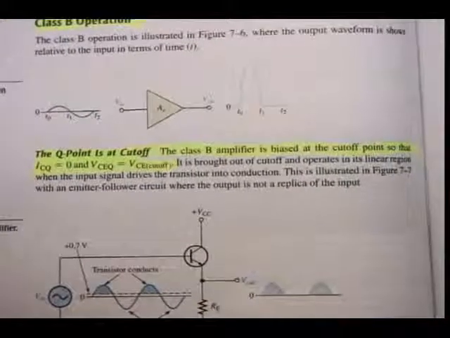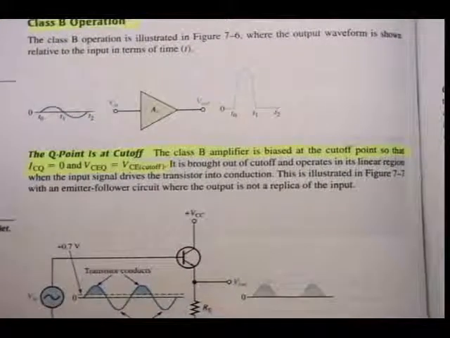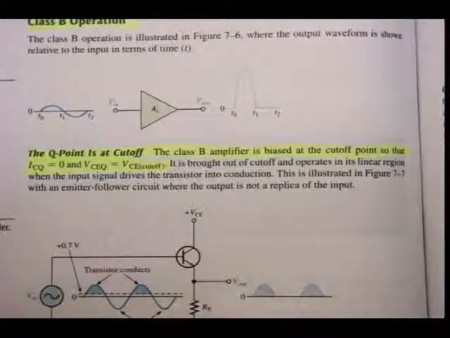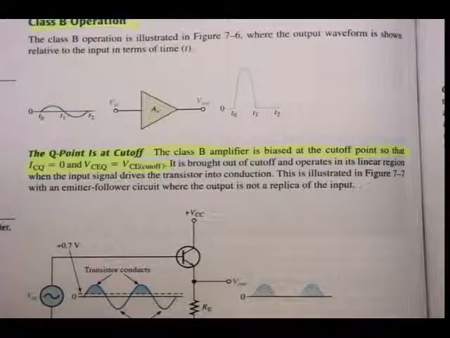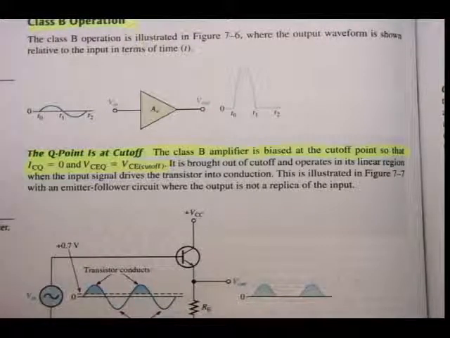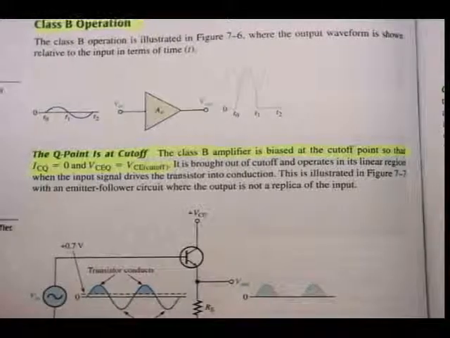Alright, so as is seen in figure 7.6, the Q point is at cutoff. Class B amplifier is biased at cutoff point so that ICQ is equal to 0 and VCEQ is equal to VCE cutoff. Alright, so let's go and have a look at the next figure.